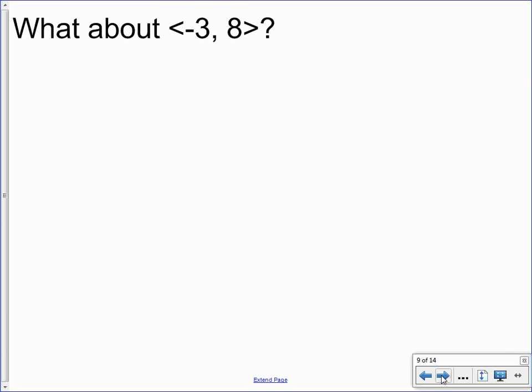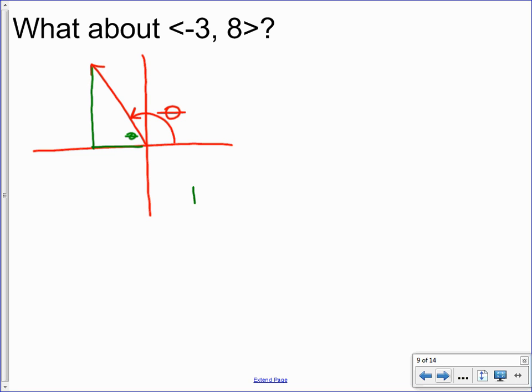So what if I wanted the direction of negative 3, 8, our vector from before? Well, negative 3, 8 lies where? Negative 3, 8 lies in the second quadrant. Technically, we want to find this angle for the direction between our vector and the positive x-axis. That is our direction. But we're going to have to figure out this angle first. We're still going to take the tangent of theta equals what? 8 over 3. I'm going to keep it as positive. Actually, we'll do it as negative. It won't matter.